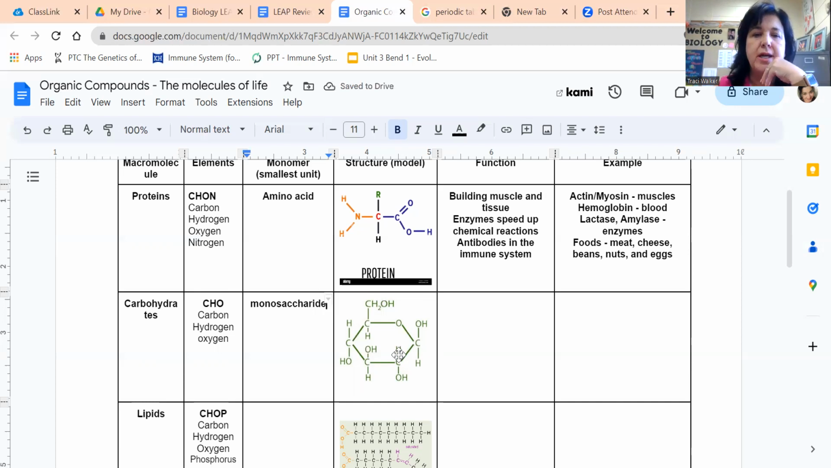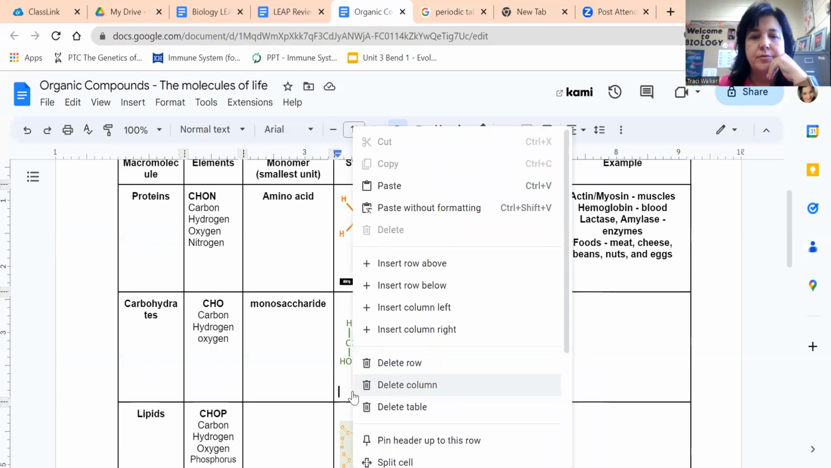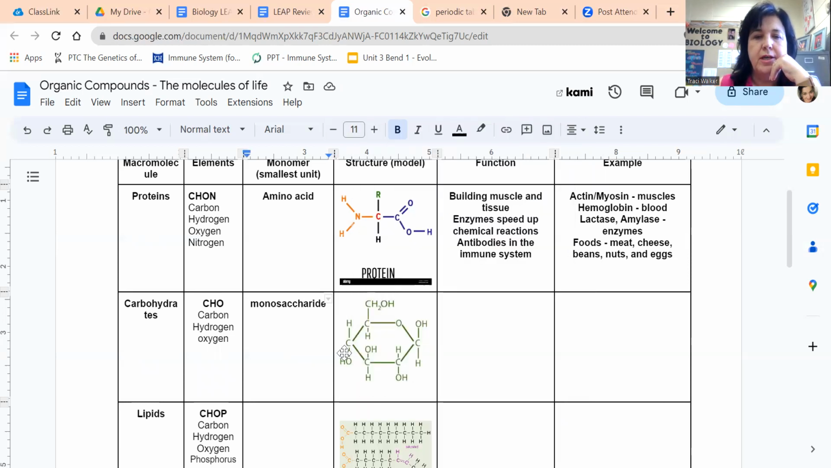Okay, and if you look at the chemical structure right here, the chemical structure for carbohydrates, you'll see that there are only carbons. The C's are carbons, there are oxygens, and there are hydrogens. And so a carbohydrate is made up of lots of these little structures hooked together in long chains.